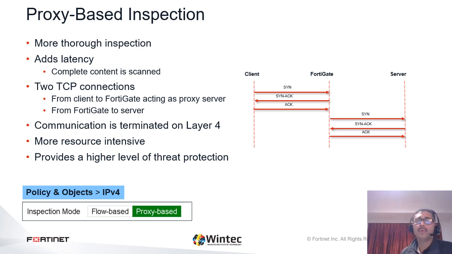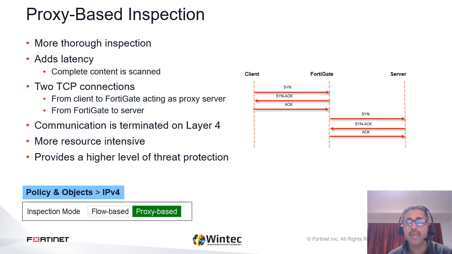Now let's look at what proxy-based inspection is. First and foremost, it's a pretty thorough inspection. Proxy-based scanning refers to a transparent proxy. It's called transparent because at the IP layer, FortiGate is not the destination address, but FortiGate does intercept the traffic. When proxy-based inspection is enabled, FortiGate buffers traffic and examines it as a whole before determining an action.